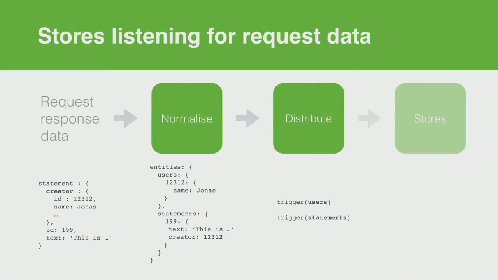We basically just trigger one specific API response distribute action per resource type. So one for users and one for statements. And each of our stores is just hooked up to listen to the kind of resource types that they're interested in. So our user store automatically picks up this event when we detect that we got a new response that contained users.